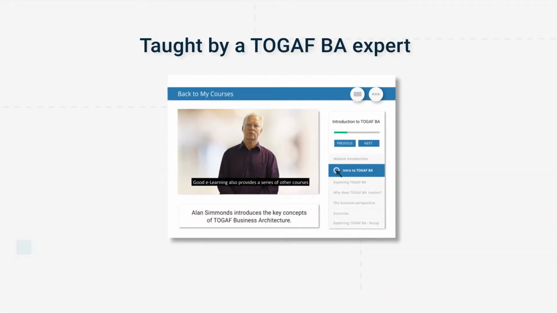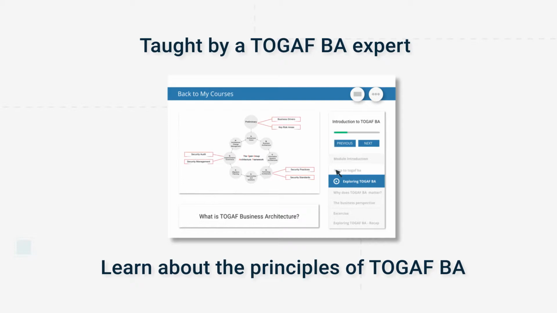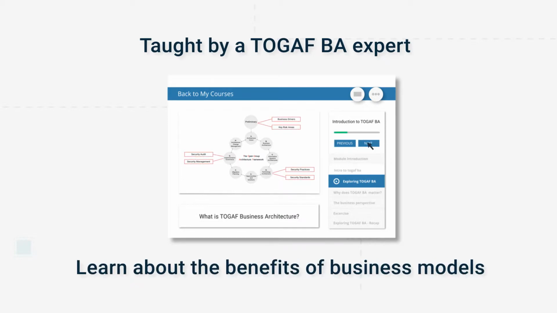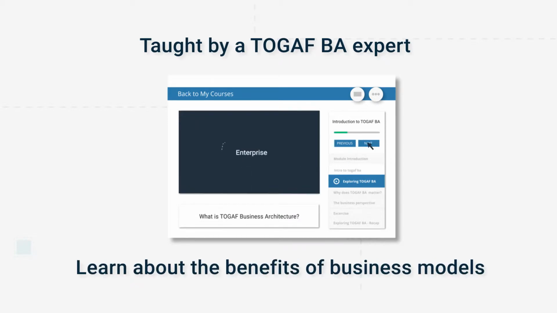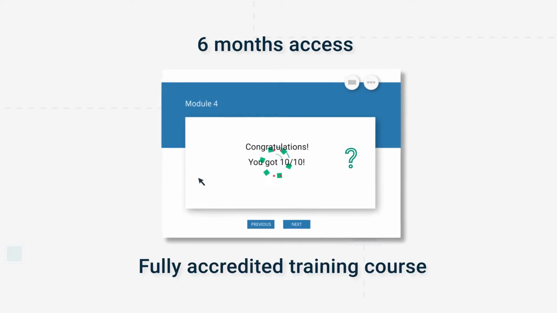Taught across 6 modules by an expert, this course will familiarise you with the key principles of TOGAF business architecture and how they work within a business. You'll learn about the benefits of business models and how they're used within the TOGAF standard and the principles for creating value streams. Once you begin training, you'll have 6 months access, and this course is fully accredited.